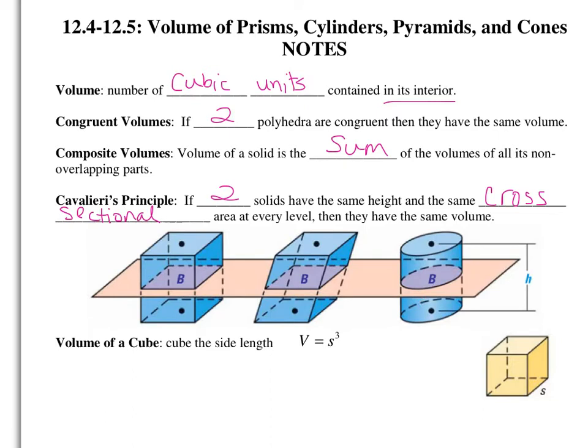So the same would work for the cylinder. If we had an oblique cylinder off to the side, as long as these circles that make it up are the same, then it would be the same volume inside.